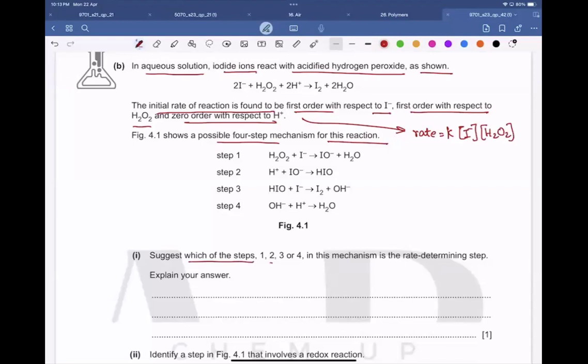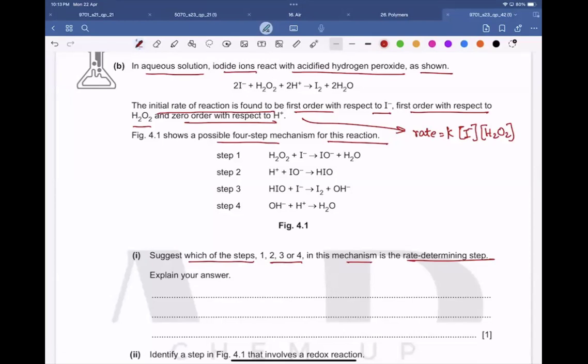Suggest which of steps 1, 2, 3 or 4 in this mechanism is the rate determining step. So the rate determining step would involve iodide and H2O2, but it is not going to involve hydrogen, because with respect to hydrogen the order is 0. So which will be the rate determining step?